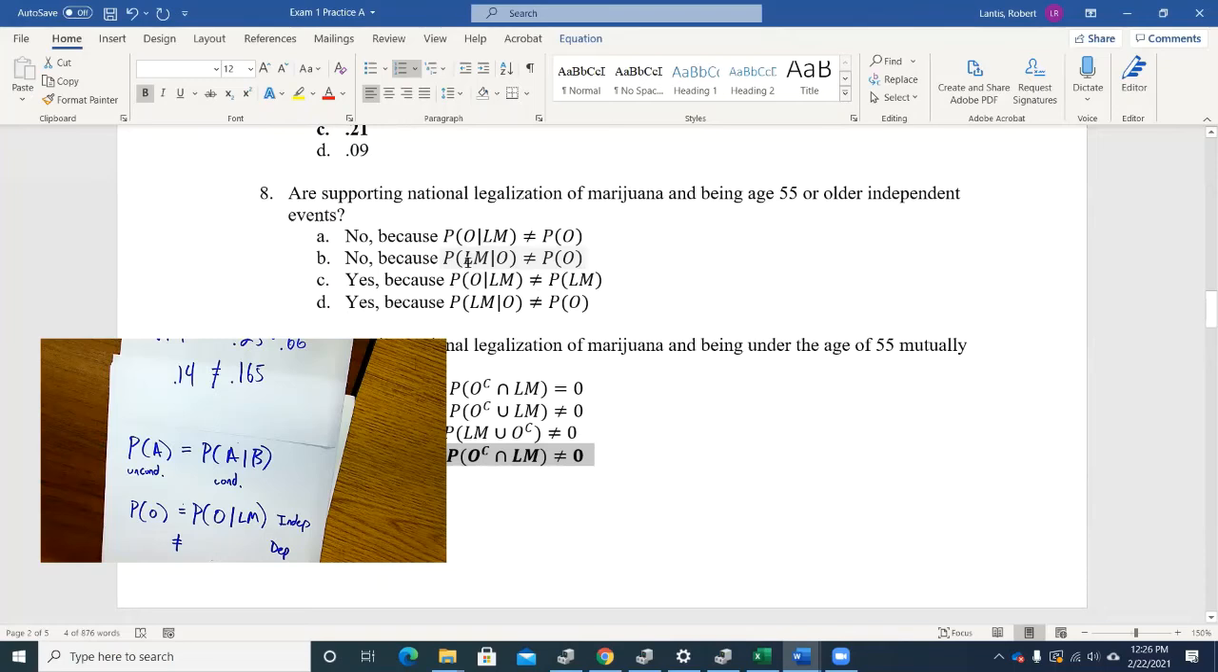Well, here I'm comparing the probability of LM to the probability of O. That doesn't make any sense. I have to be comparing the conditional and the unconditional probability of the same event. So right away we could rule out B. Here, same thing: we're comparing two different events. That doesn't make any sense. And then down here, we're comparing two different events. We can actually rule out every single answer here without even checking with the numbers.